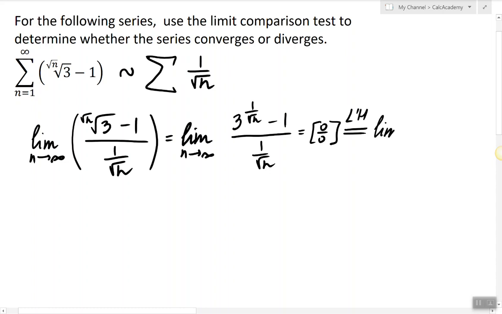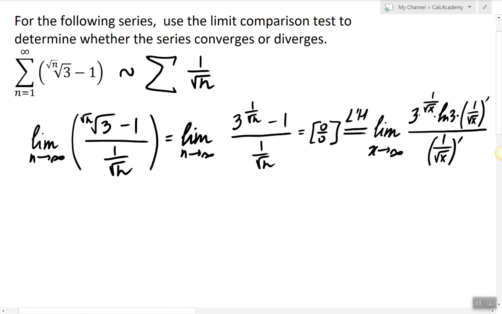To use L'Hopital's rule, I'm going to replace n with x, and differentiate the numerator and the denominator. So the derivative of the numerator is 3 to the power 1 over square root of x times ln 3 times the derivative of 1 over square root of x, minus the derivative of 1, which is 0. The derivative of the denominator is just the derivative of 1 over square root of x. As you can see, the derivative of 1 over square root of x cancels, and the only thing we have left is 3 to the power 1 over square root of x times ln 3.